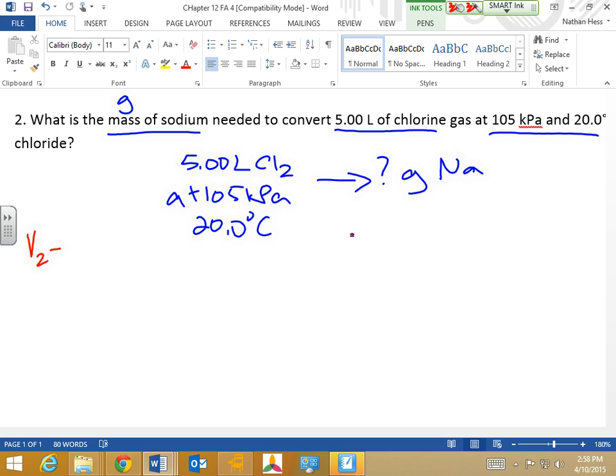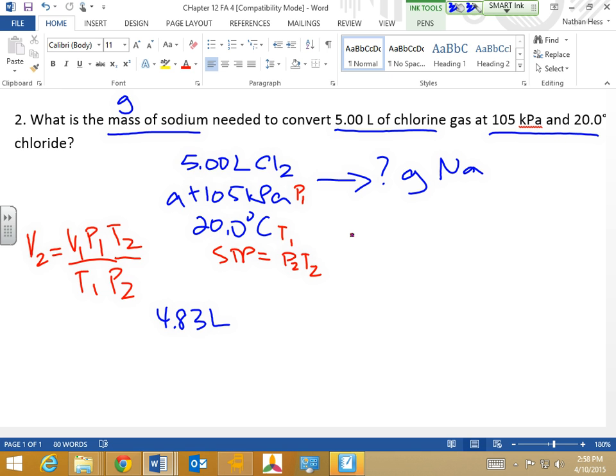To find V2, I'm going to take V1, P1 over T1, T2, P2. This is my P1, this is my T1, and STP is equal to my P2 and my T2. Okay? So that's going to give us a number. Let's say that gives us 4.83. If I'm not mistaken, that's what it gives us. 4.83 liters of Cl2.